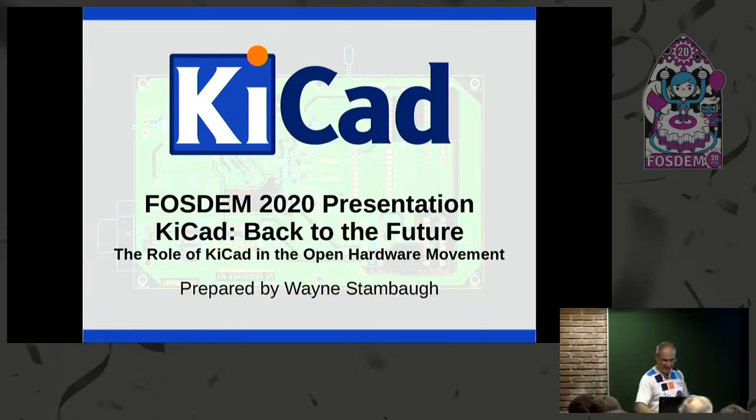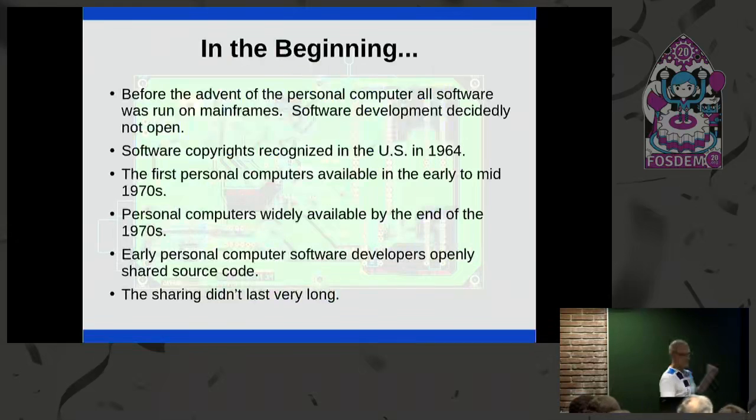So in the beginning, before there was anything that resembled a personal computer, people worked on mainframes. Everybody sat in terminals connected to the mainframe, and the only time you worked on software was when you were connected to that mainframe. So the only people who worked on software collaboratively were people who worked for the government, universities, or large corporations like IBM.